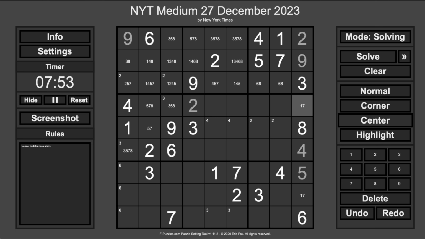Okay, in row 7, I've got 1, 3, 4, 5, 7. I need 2, 6, 8, 9 to fill out the row. This one sees 6. That one sees 2 and 9. That one sees 6 and 9. That one just sees a 9. So this sees a 9, this sees a 9, this sees a 9. I know where 9 goes in row 7.